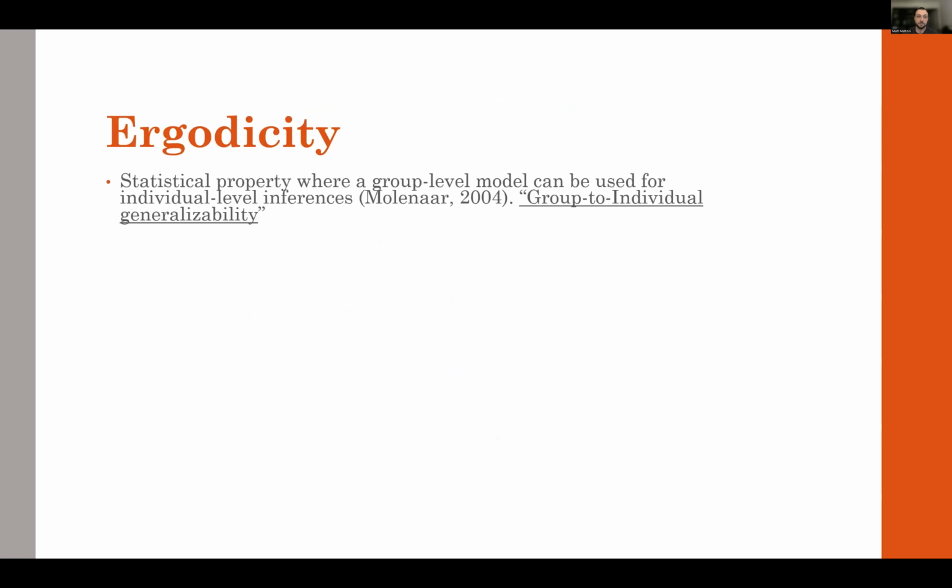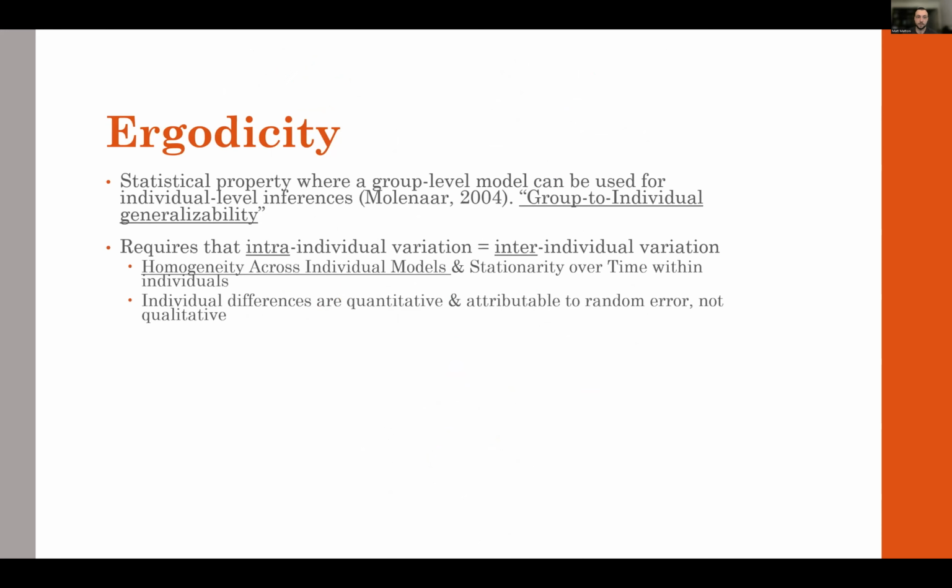And this issue is termed ergodicity. Ergodicity is a statistical property where a group level model can be used for individual level inferences. The easiest way to think about it is group to individual generalizability. It has 2 main requirements. Ultimately, they both go to show that intra-individual variation is equal to inter-individual variation. The first assumption, what we're thinking most about, is homogeneity across individual models, such that they do not differ in kind. The second one, that we're not going to think too much about, is stationarity over time. That would mean that if you took different snapshots of the network at different time points, it would look pretty similar.